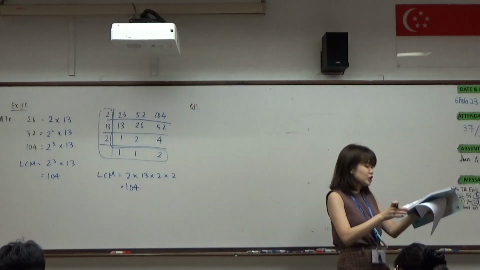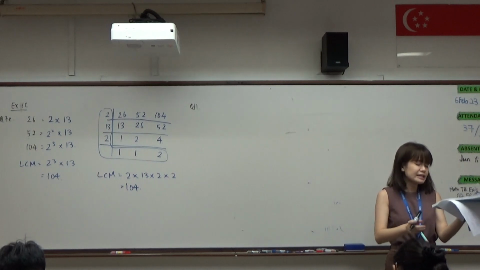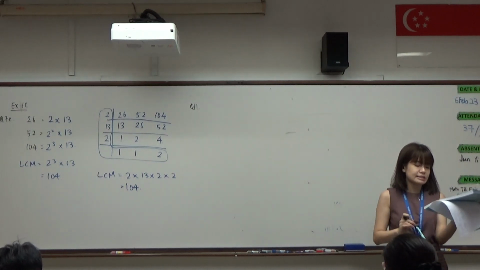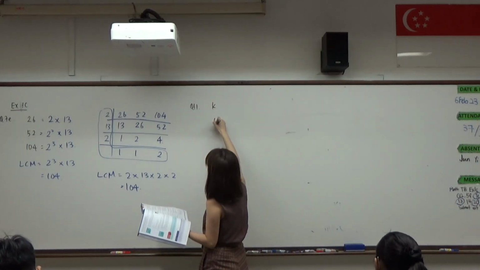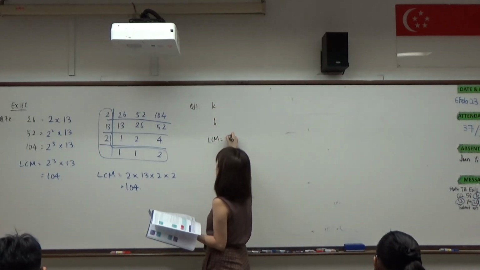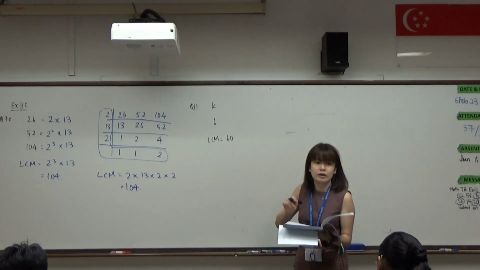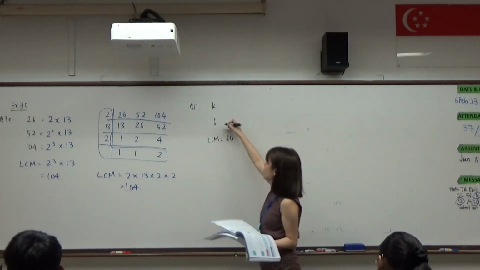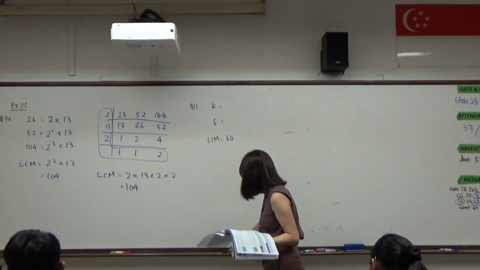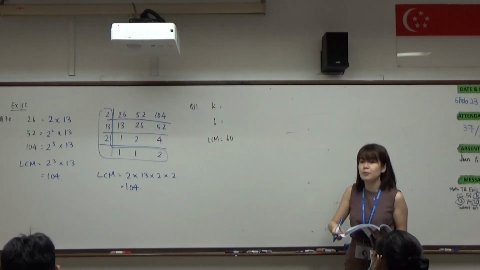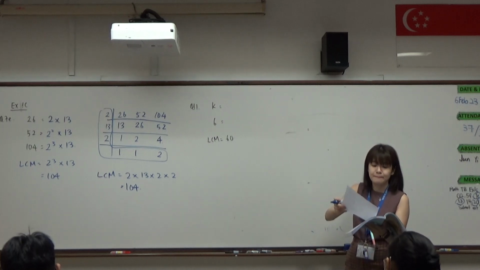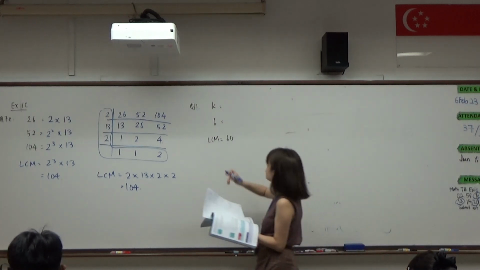For question 11, we want to find the smallest value of k such that the LCM of k and 6 is 60. So we have the numbers k and 6, and we are told that the LCM is 60. We can only do this by our product of prime factors method. So for the number 6, we can write it as a product of prime factors. What would that be? 2 times 3, right?